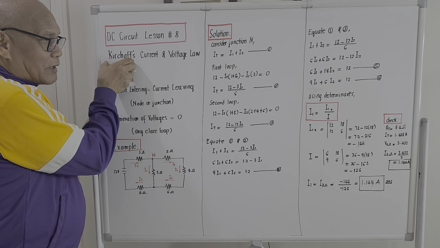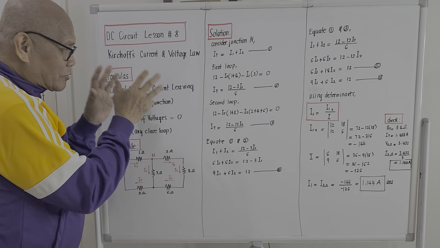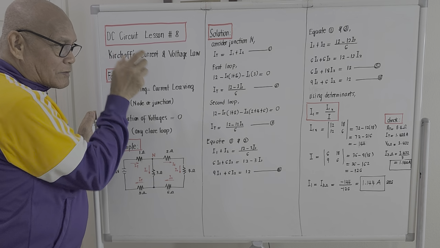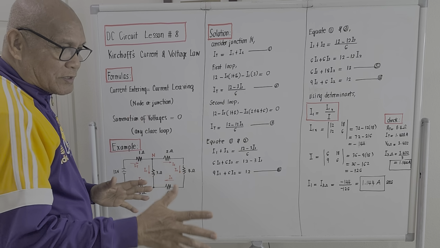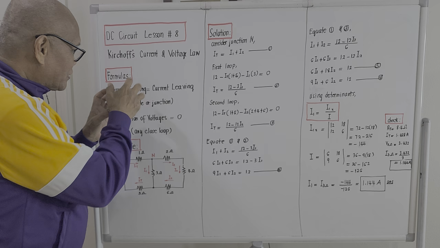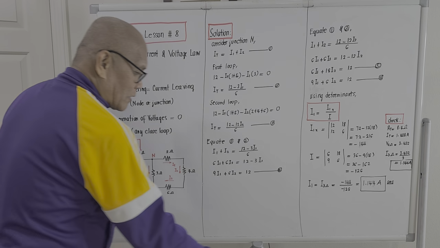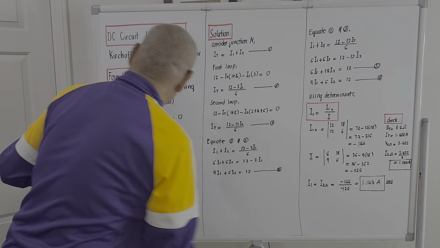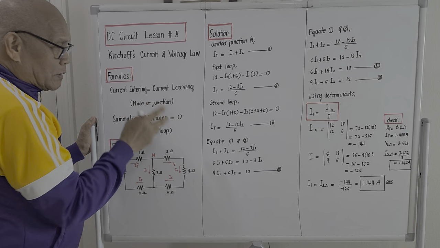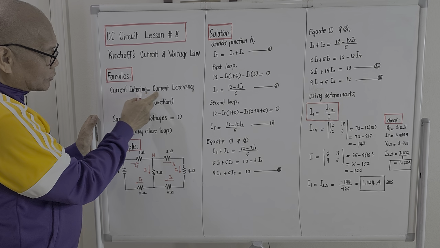Kirchhoff is actually the family name of an engineer who invented this concept of Kirchhoff's current and voltage law. This is a family name, right? Just to summarize it, I am an electrical engineer, so I will just give you the summary of this Kirchhoff's current and voltage law. The number one concept or formula that we will be using will be Kirchhoff's current law. I place it here: current entering equal to current leaving.